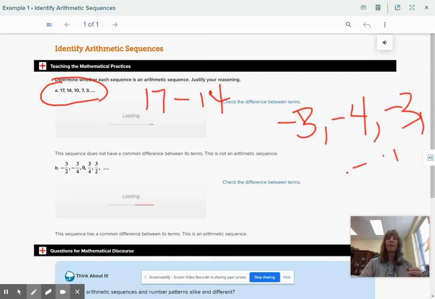Let's go ahead and make this a little bit better. There we go. So you go from 17 to 14, minus 3, then you go minus 4, then minus 3, then minus 4. Hopefully you are determining that this has an unusual pattern.